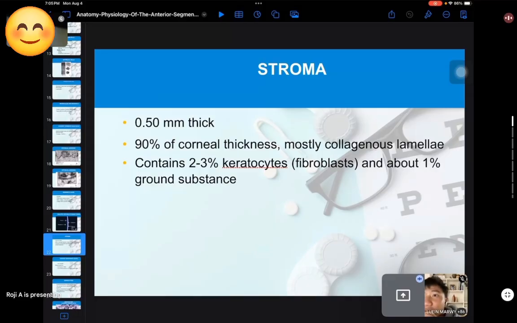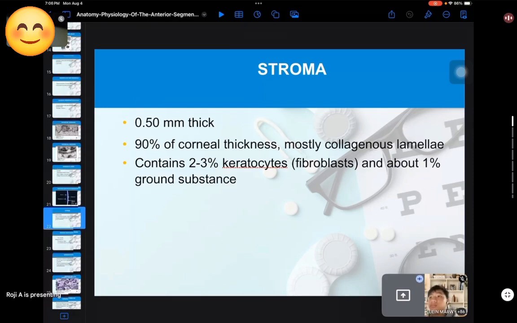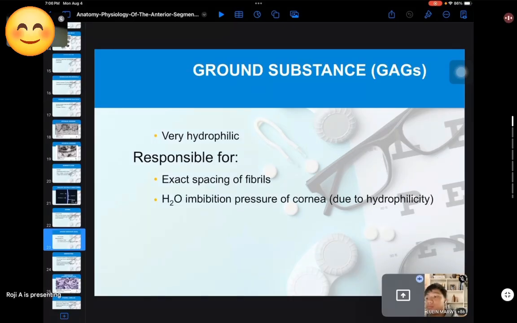The stroma, on the other hand, is about 90% of the corneal thickness. So the corneal thickness is mostly stroma, correct? Which is mostly collagenous laminae. It contains 2 to 3 keratocytes or fibroblasts, and about 1% GAG. Okay? So the ground substance called GAGs are very hydrophilic.